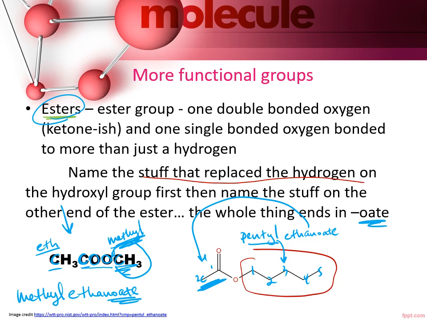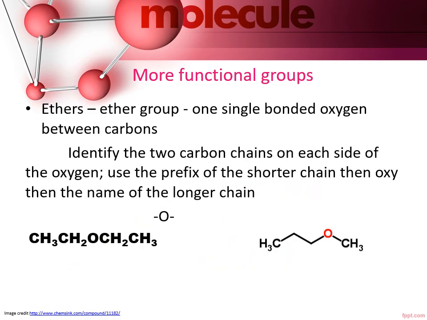I'm going to get rid of those scribbles so that you can see it. This right here tells us that it's an ester. Good. Carbon, double O, single O, and then more carbons. So if I take away that double O, and I only have 1 O that is single bonded between 2 carbons, this is no longer an ester, it is now an ether.